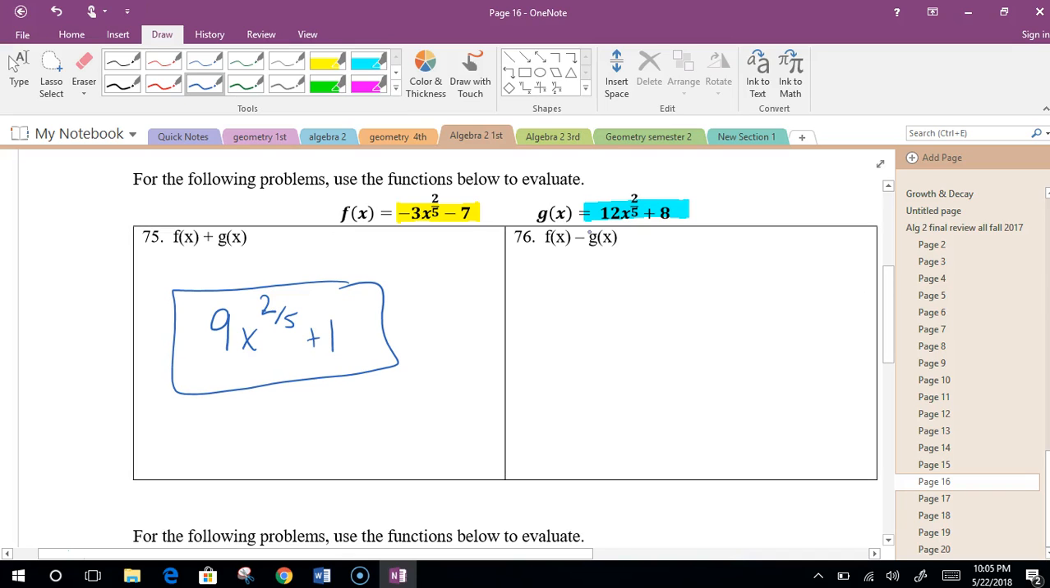If I'm being asked to subtract f of x minus g of x, it's the same idea. Again, just watch your signs. If I say negative 3 minus 12, I get a negative 15x to the 2/5. Again, your variables and your exponents will not change. But if I do negative 7 minus 8, I would end up with a negative 15. And that would be our final answer there.